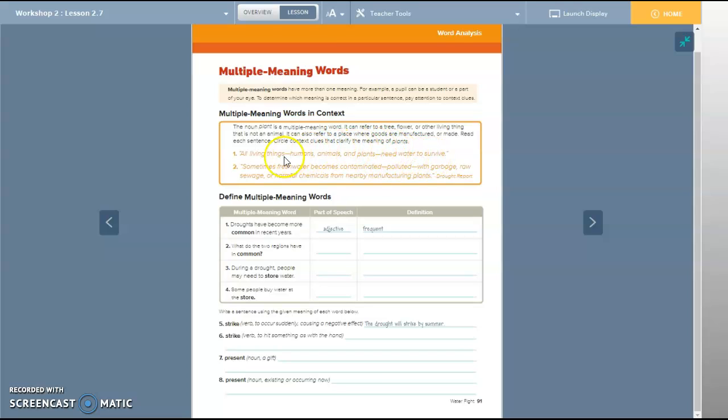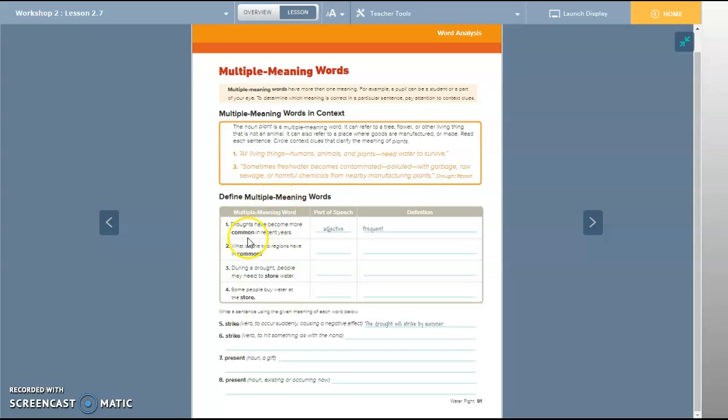Need water to survive. So I would say, okay, all living things, that tells me they're talking about a plant that you grow in the ground, right? Sometimes fresh water becomes contaminated, polluted with garbage, raw sewage, or harmful chemicals from nearby manufacturing plants. Okay, so plants, nearby manufacturing, that's a huge context clue because plants that you grow on the ground aren't really used for manufacturing in a sense. All right, so now define multiple meaning words.